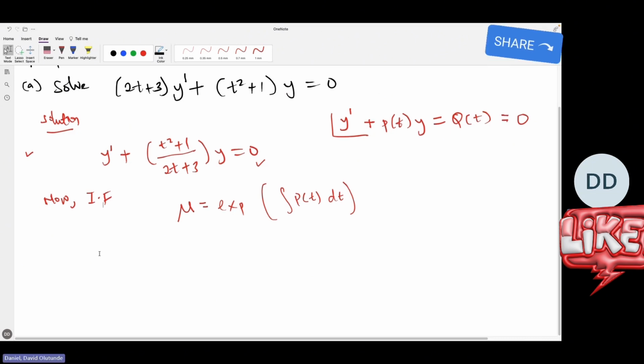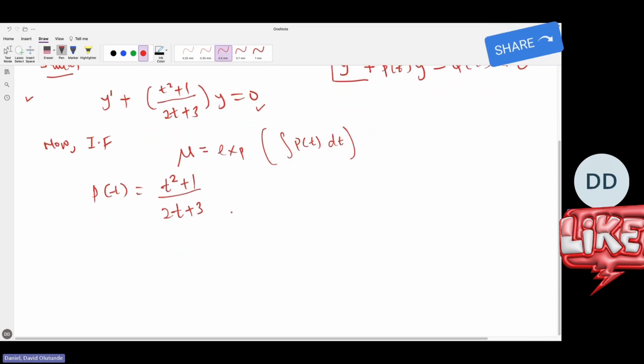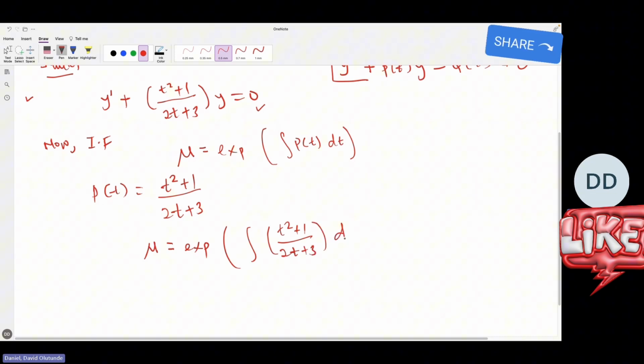Now, if you use an integrating factor, what is our p of t in this case? What is our p of t? It is (t squared plus 1) over (2t plus 3). That's p of t. So that means my integrating factor becomes exponential of the integral of (t squared plus 1) over (2t plus 3) dt.